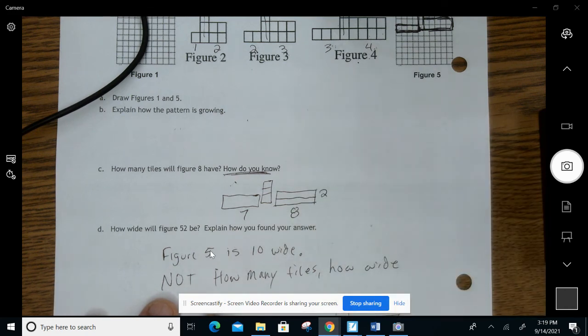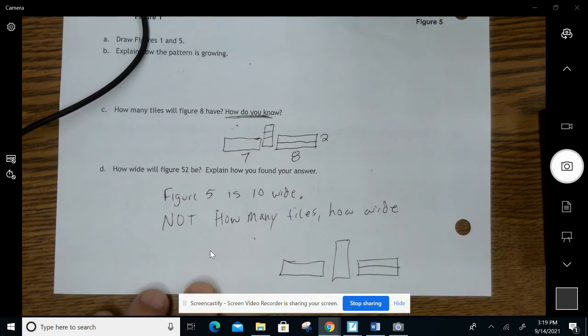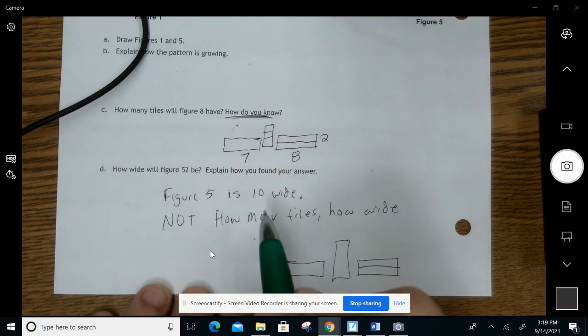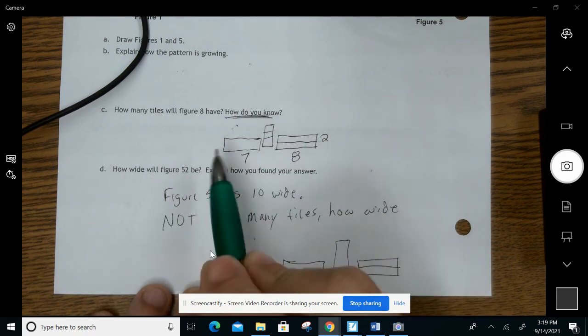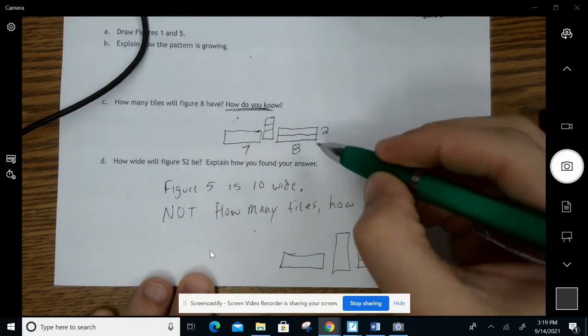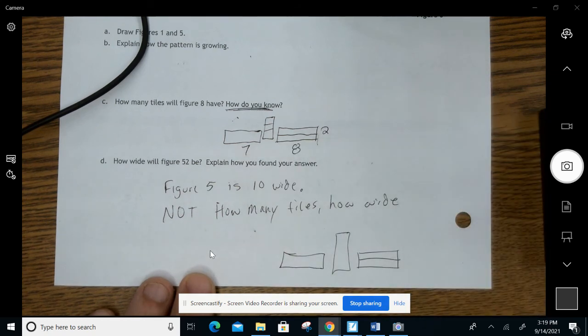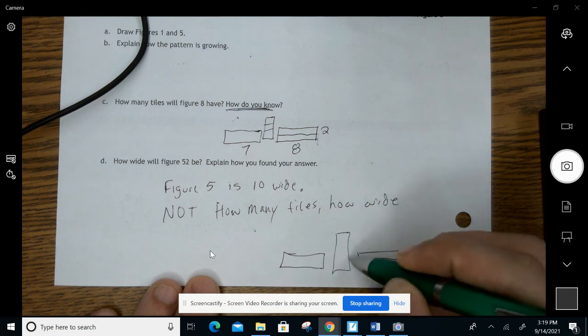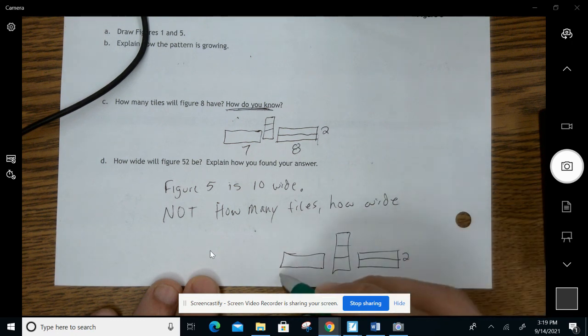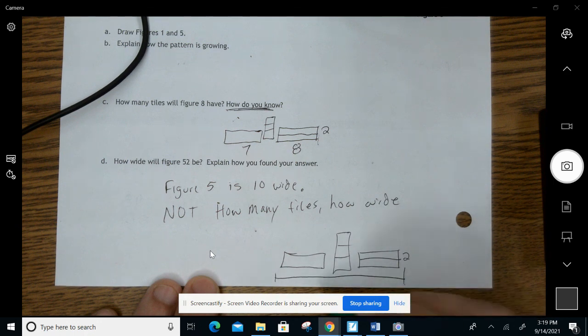All right, and then you can count up your tiles, add them up for figure 8, and tell me in some words, how do you know? Just say, I use the figure number to do this. I know this is this tall, and so on and so forth, okay? Same thing here, but just remember, you're looking at how wide it is. It doesn't matter that this is 2 tall and that this would be 3 tall. You're only looking across the bottom, all right?